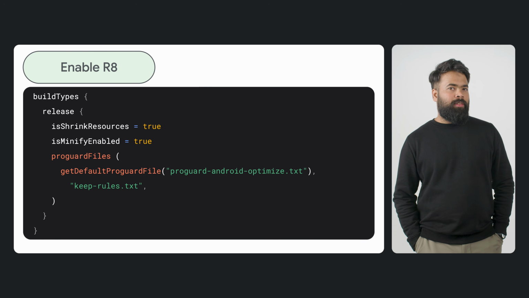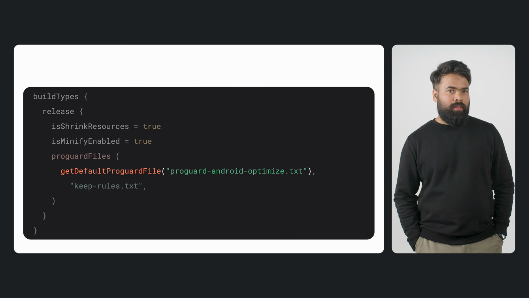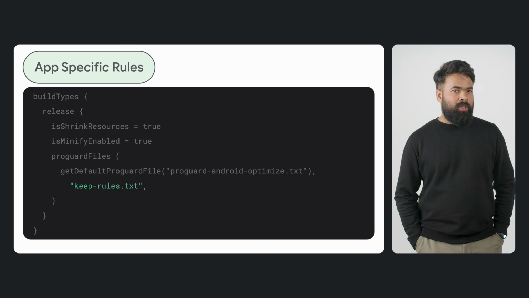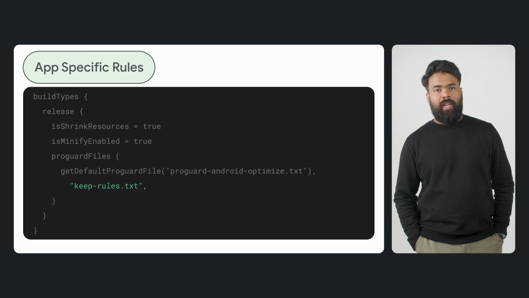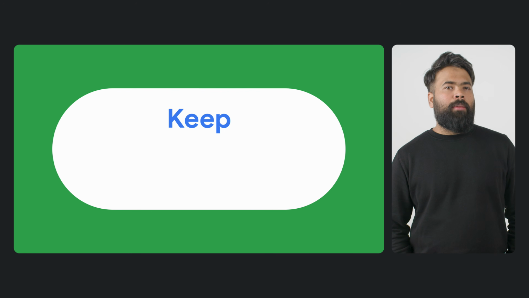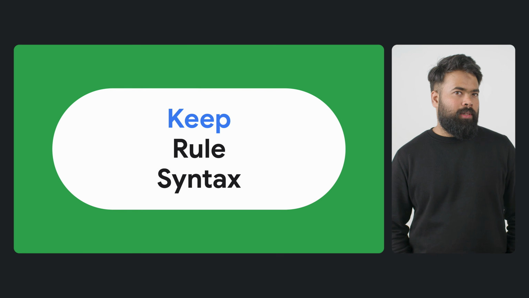In the app's build file, we can define the files that provide keep rules to R8. The Android build tools provide a file with important defaults that you should apply right away. To add your own keep rules, create a new file and add its name as well. Now you can start configuring keep rules in that file. There are many ways to write keep rules. Let me show you the basic syntax to add them.